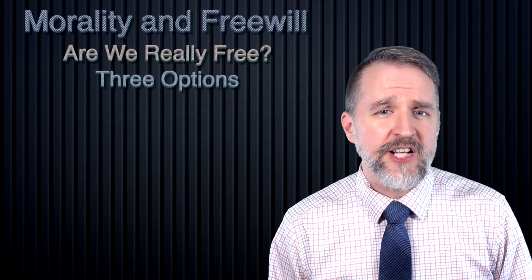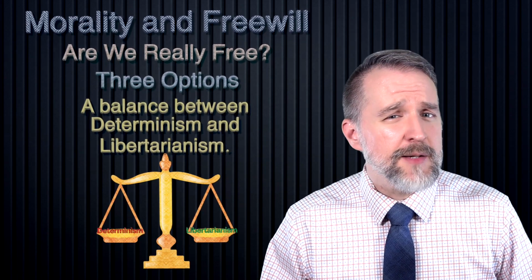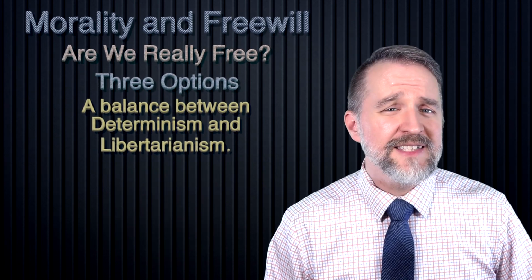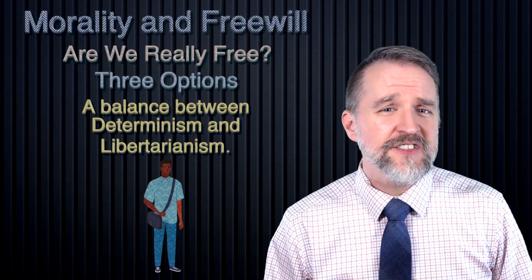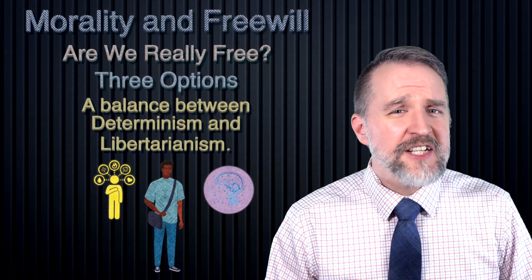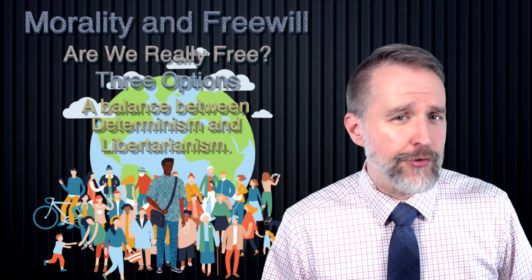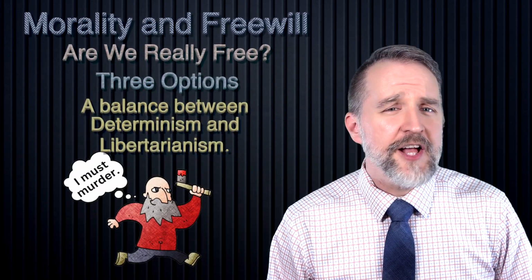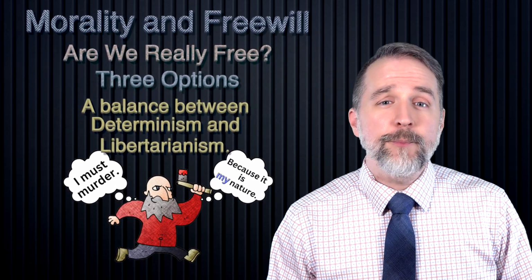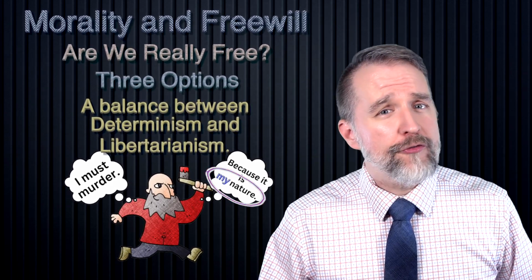Third, some philosophers try to find a balance between determinism and libertarianism. They argue that people are free in a morally significant way, even though their actions are determined. One of the main lines of reasoning here is that people's actions are determined by their character or their nature. In other words, their actions are determined by things internal to them as opposed to things external to them. When someone commits murder, it's because their nature or character is such that they couldn't have done otherwise. But because it's their character or nature that's to blame, they are still culpable for their actions.